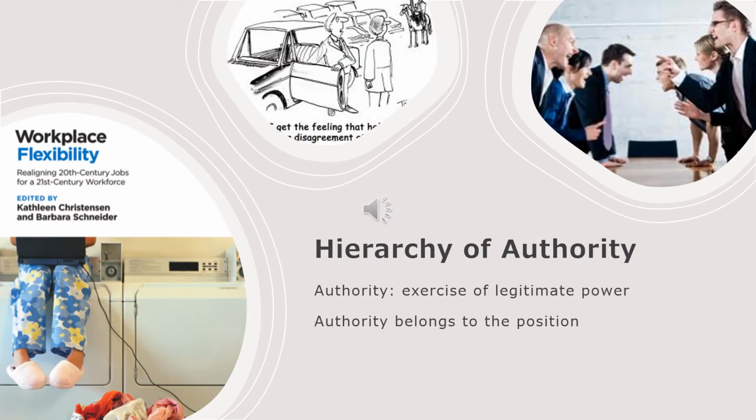Bureaucracies also have a hierarchy of authority. Authority is the exercise of legitimate power and belongs to the position, not to the individual, but to the position in the bureaucratic structure. So for Weber, it really did not matter what you did when you were not at work. All that mattered was what you did while you were in the building. Anything that you did outside of there, heavy drinking, kicking your dog, whatever it is that society might find morally reprehensible, it didn't matter as long as you were doing your job. That's how bureaucracies were supposed to work.